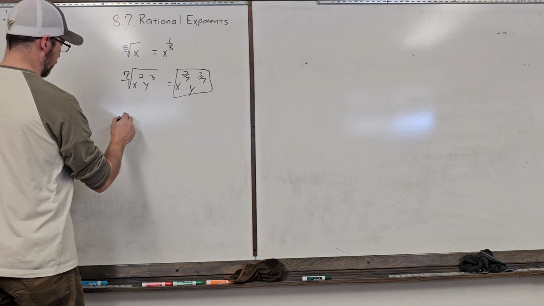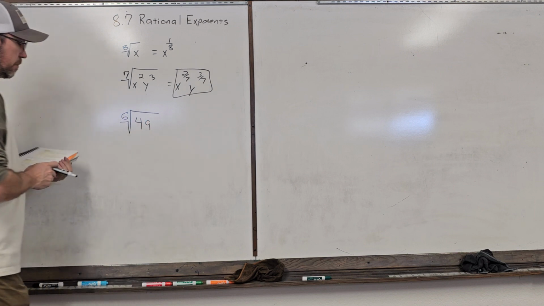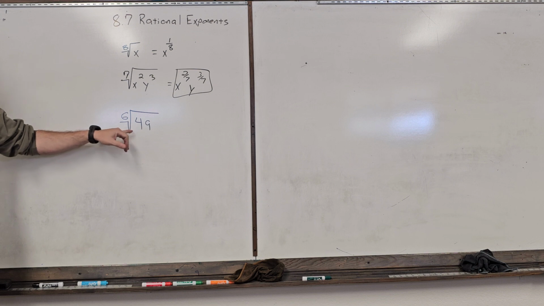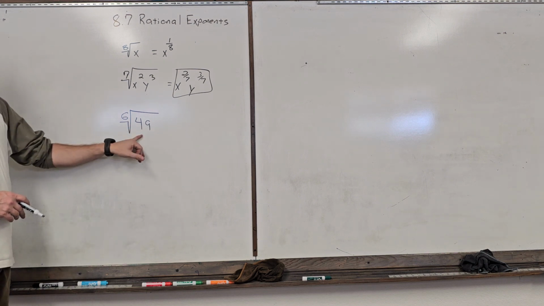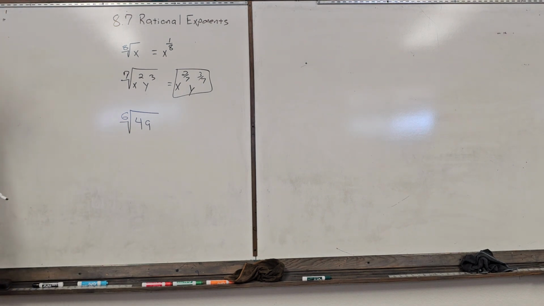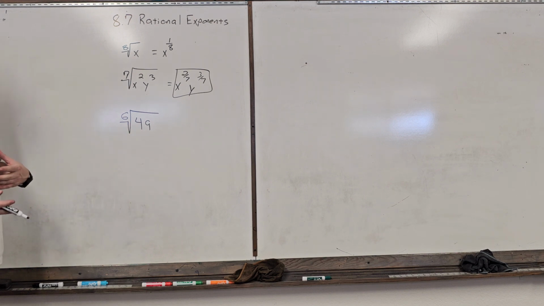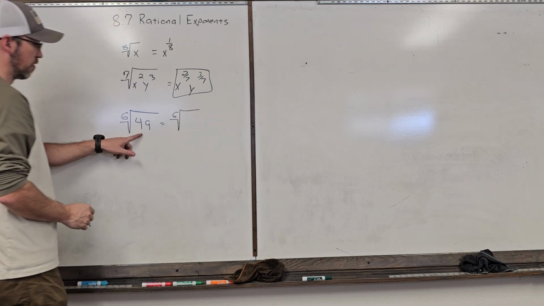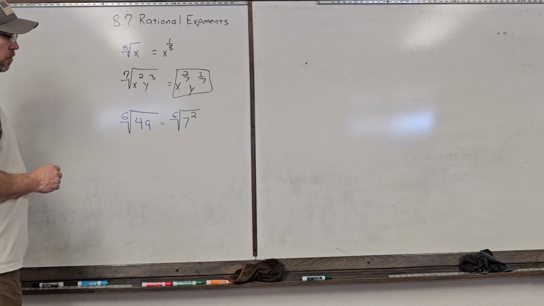Where does the benefit come? What if we have the 6th root of 49? If this was a perfect 6th power, then great, it would reduce, but it's not. There's nothing I can multiply by itself 6 times and get 49. But I do recognize I can rewrite this as something with an exponent. The 6th root of 49 is the same thing as the 6th root of 7 squared.